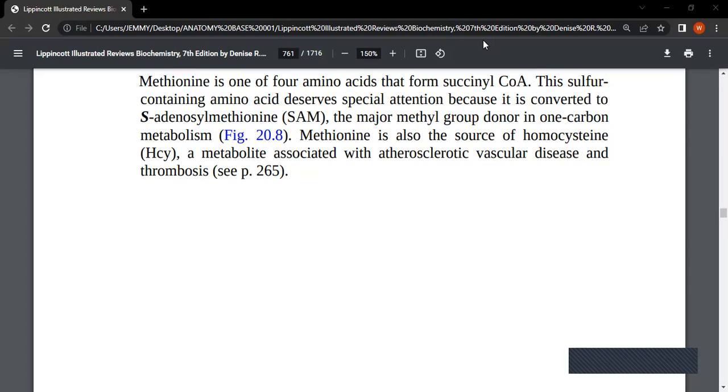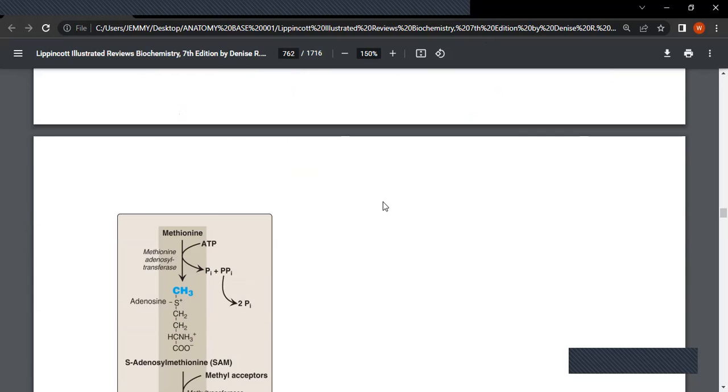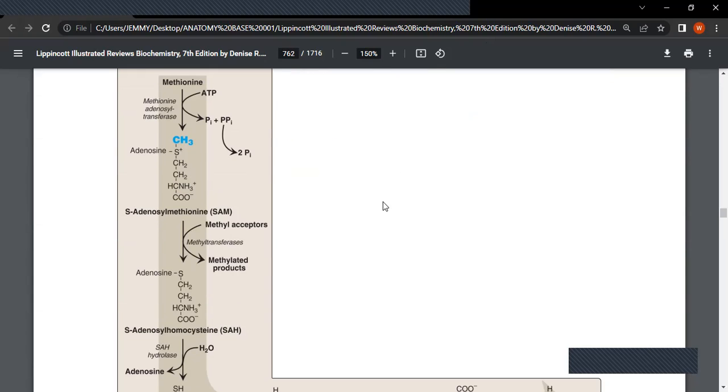S-adenosyl methionine. It is also the source of homocysteine. Homocysteine is used in the biosynthesis of cysteine, and it is also associated with atherosclerotic vascular diseases and thrombosis. Maybe we'll see that. So for now, let's start at this. This is the metabolism of methionine.